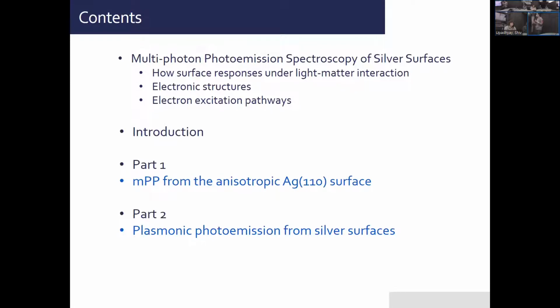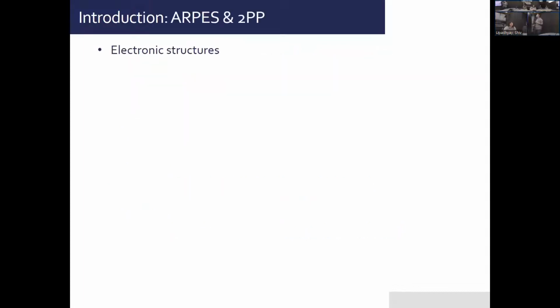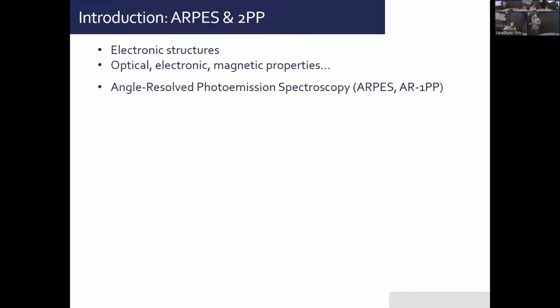After a brief introduction, I will divide my research into two parts. First, why are we studying electronic structures? Because it is a fundamental research topic in solid-state physics. It determines various material properties like optical, electronic, and magnetic properties. A powerful technique to study electronic structures is ARPES, angle-resolved photoemission spectroscopy.